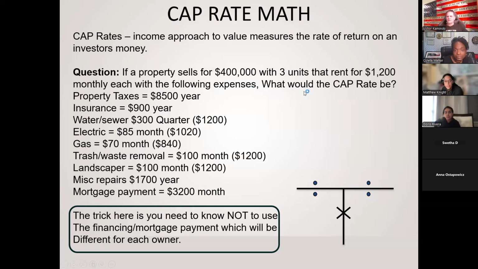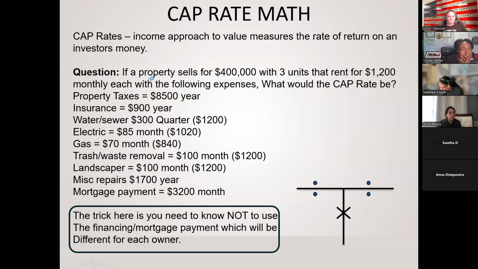You invest the money to buy the property. How much are you making off of that money? Off that investment? Wouldn't you want to know that if you're investing your money? So the cap rate is an important number. We need to know what that is. It's the rate of return on the investor's money. You invest $400,000, how long will it take them to get it back? You know, what is his return?